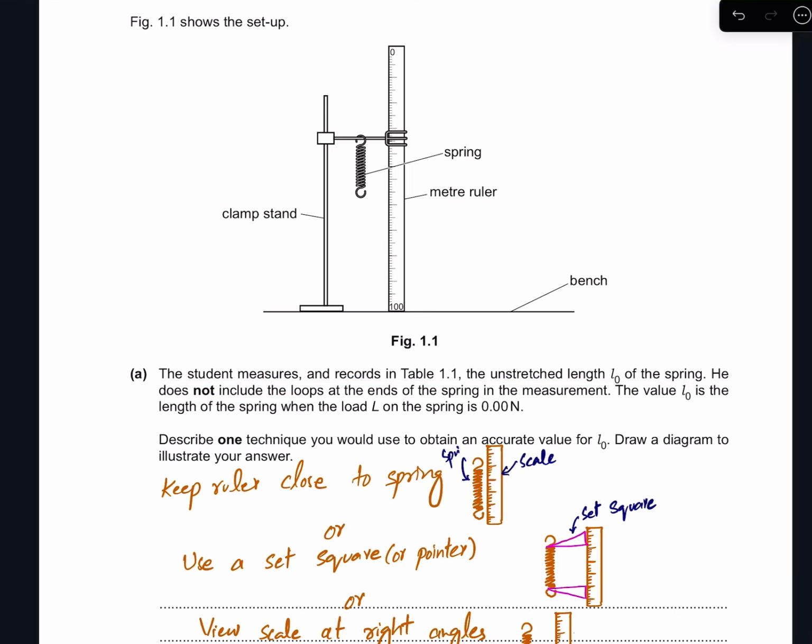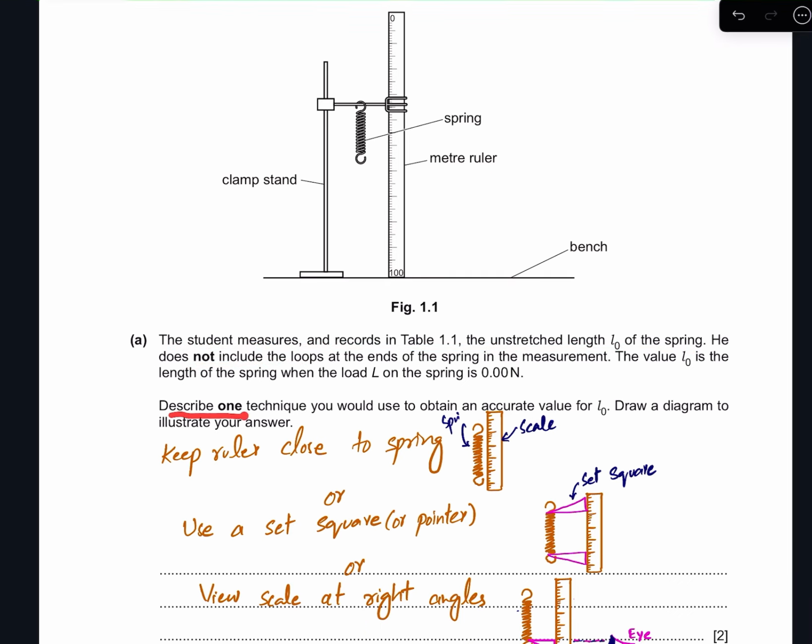diagram. What we have to do is describe one technique you would use to obtain an accurate value for L naught. So what is L naught we have to look for? The L naught is the length of the spring when the load L on the spring is zero. It means without any load, what will be the length of the spring? You have to tell the technique for how you can measure it.